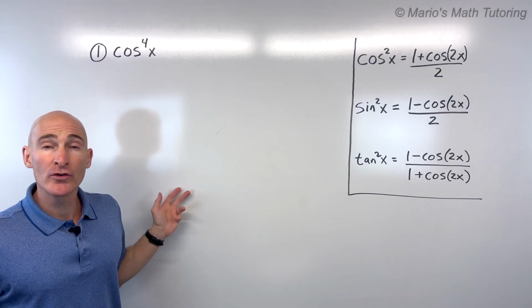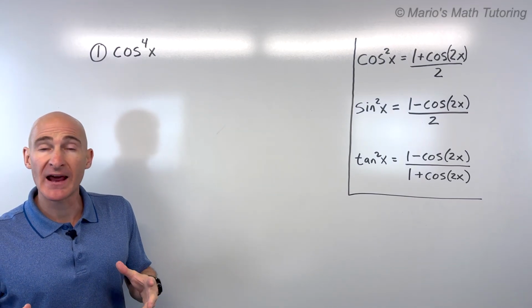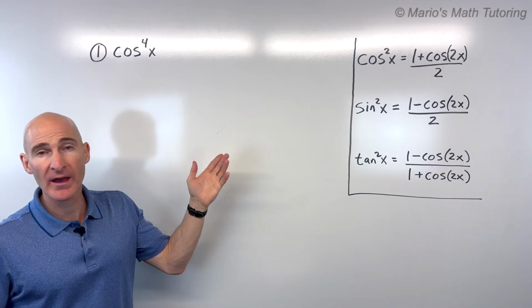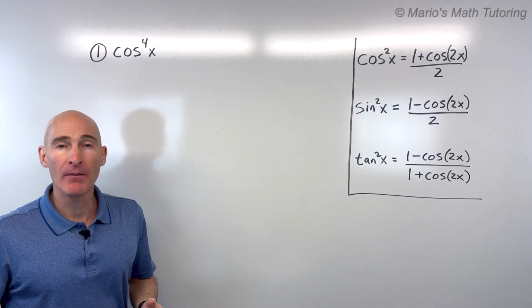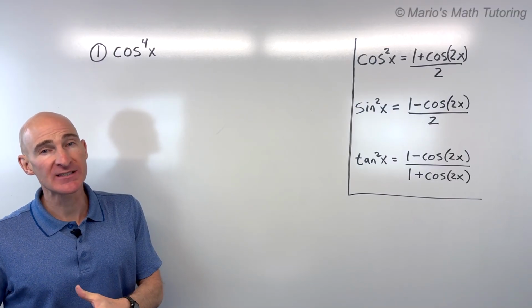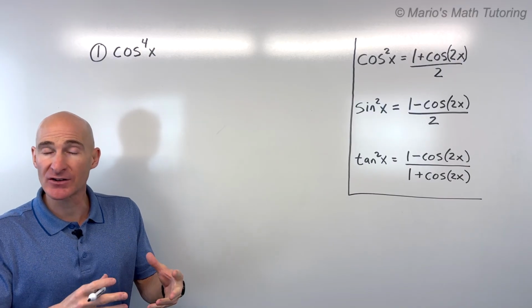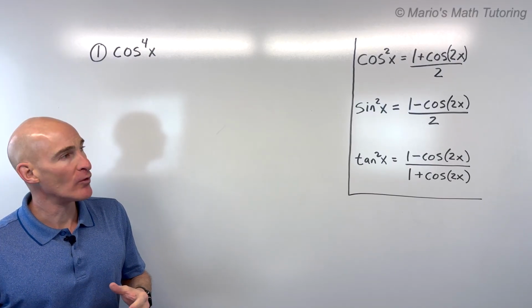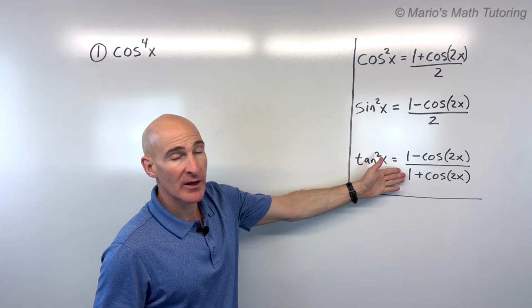In this video, we're going to go through the power reducing formulas and how to reduce cosine to the fourth x to a single power of cosine, as well as sine to the fourth of x. We're going to reduce that to a single power of cosine. So first thing we're going to do is take a look at these identities here.